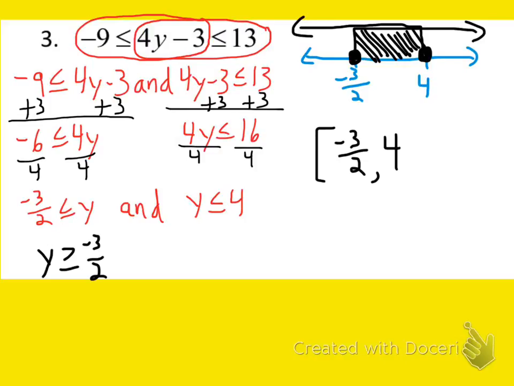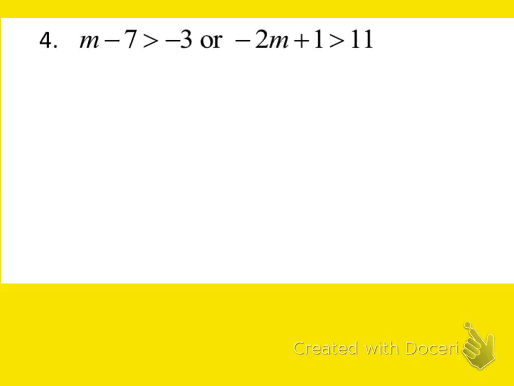Since they're both closed circles, they both get brackets. That's the answer in interval notation. There's no parentheses for this one. There's also no infinity.